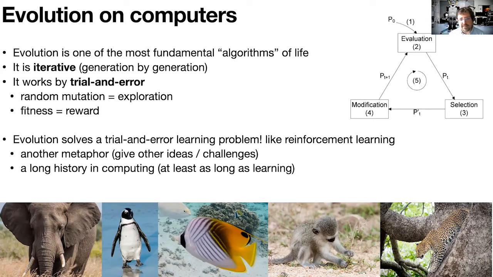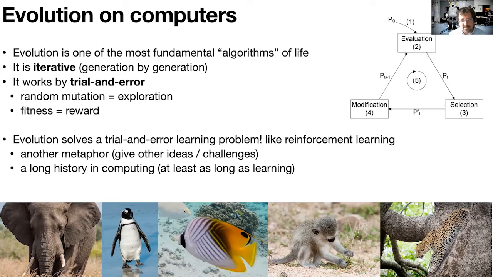It's not a reinforcement learning algorithm by itself because it does not necessarily use the formalism of reinforcement learning, but it solves the same problem. So I think it's a very interesting metaphor that can give us other ideas. Instead of taking inspiration from how animals and babies learn, we can take inspiration from how species evolve. And it has a very long history in computing. I think evolution was one of the first things that was actually tried on a computer when they started to program them. It's probably even older than learning.